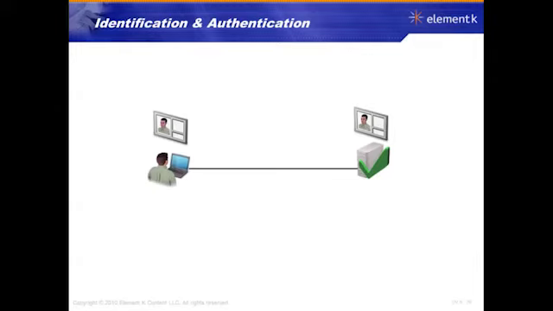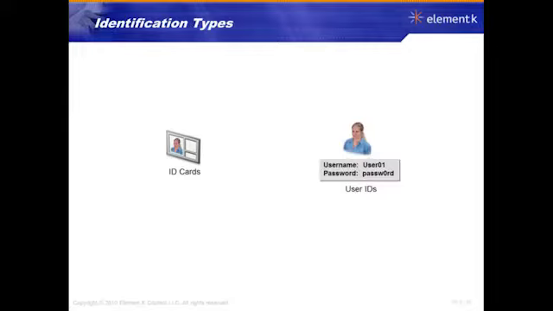So we know with identification and authentication, I prove my identity and I prove it to a system. Username and password, some kind of biometric, some kind of two-factor authentication, the card or the token. The easiest one, of course, is usernames and passwords. However, that's also the easiest to hack.